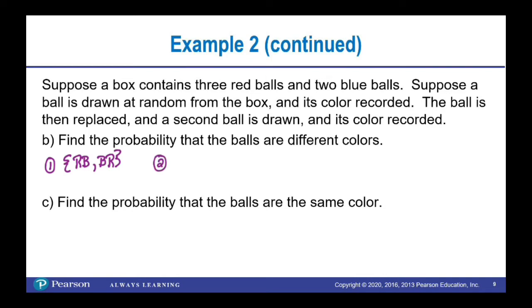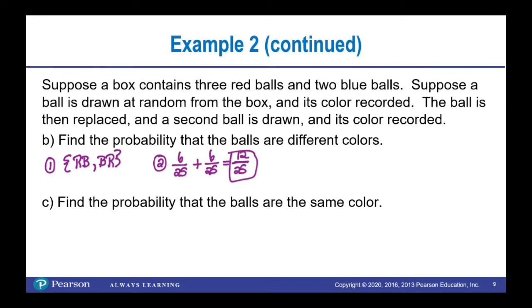Look back at our list. The probability of a red and a blue was 6/25. The probability of a blue and a red was also 6/25. Because we have a common denominator, we add the numerators, gives us 12/25.